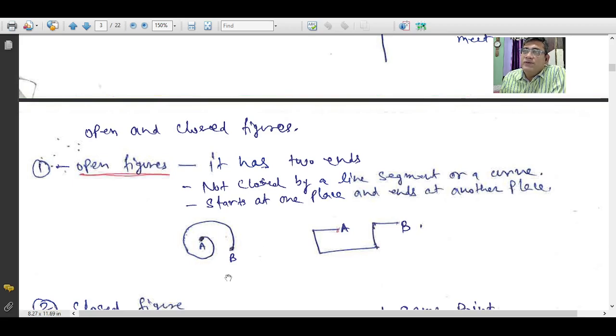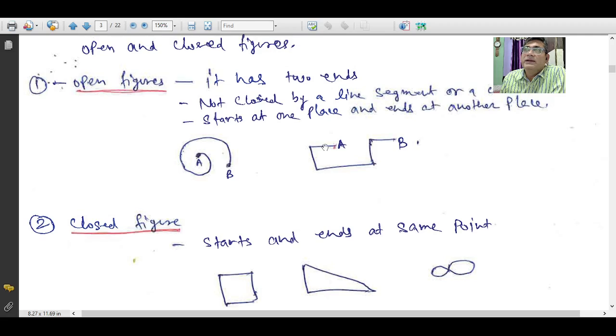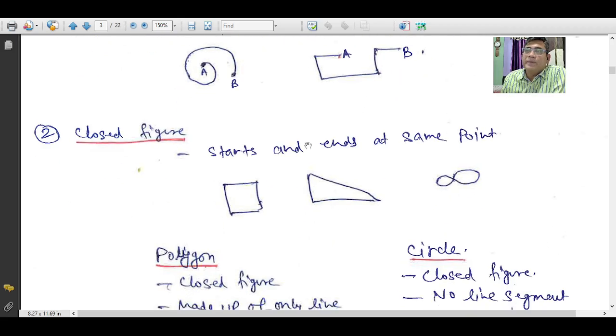If you see a closed figure, then you will understand better. It starts from one point and ends at the same point: A, B, C, D, E. A, B, C, D. This is the start point and this is the end point. Similarly, for triangle A, B, C, again it ends at A. So this is an infinity symbol. It starts from some point and ends at the same point. But in an open figure, it starts from a different point and ends at a different point. There is no closed curve or closed line segment.